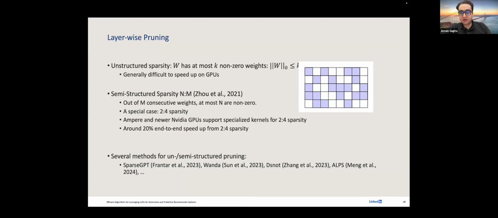It's not truly unstructured. And interestingly, Ampere and newer NVIDIA GPUs actually have support. They have specialized kernels that allow us to have faster matrix multiplication using 2:4 sparse matrices. It really depends on the setting, but around 15 to 20% end-to-end speed up we can expect from having semi-structured sparsity in the linear layers. And there are actually many different algorithms to obtain pruned models, for example, SparseGPT, Wanda, DSnoT, ALPS, and many more.